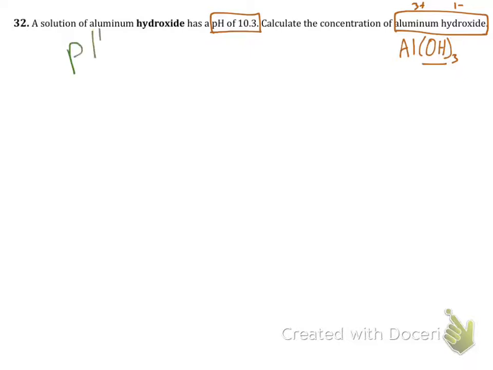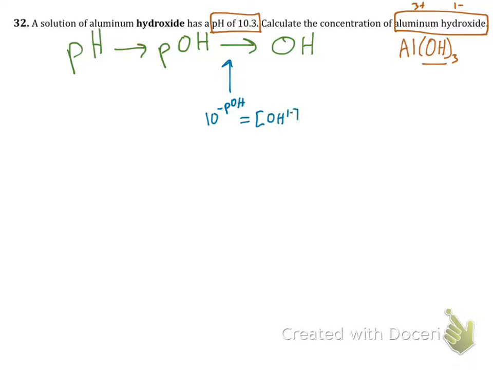So we can take pH, we can convert it to pOH, because we know pH plus pOH has to equal 14. Then what we can do is we can convert this to OH, and in this situation here, what we use is 10 to the negative pOH will give us the hydroxide ion concentration. But once we get this, we're still not even done, because the question is not asking for this. The question is asking for this.